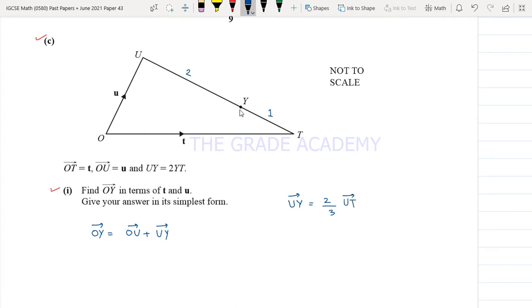So U to Y is equal to 2 by 3 because the whole length from U to T is divided into 3 parts and UY is 2 parts of it. So UY is 2 out of 3 parts of UT. First of all, we have to determine UT, and we can easily determine it. From U to T, UT will be equal to the position vector of T minus the position vector of U. Here I am writing PV for position vector in short, but you have to write it in full form. The position vector of T is small t, or vector t, minus the position vector of U, which is u. So t minus u.